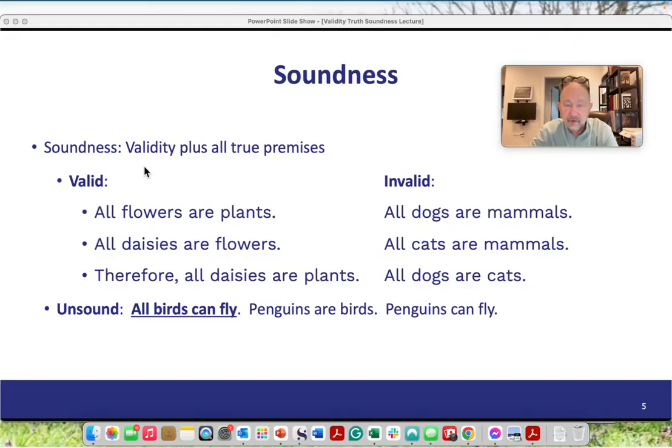So soundness, when we say a deductive argument is sound rather than unsound, we mean that it's valid, plus all the premises are true. So all flowers are plants, all daisies are flowers, therefore all daisies are plants. Now think of this as all A are B, all C are A, therefore all C are B, right?